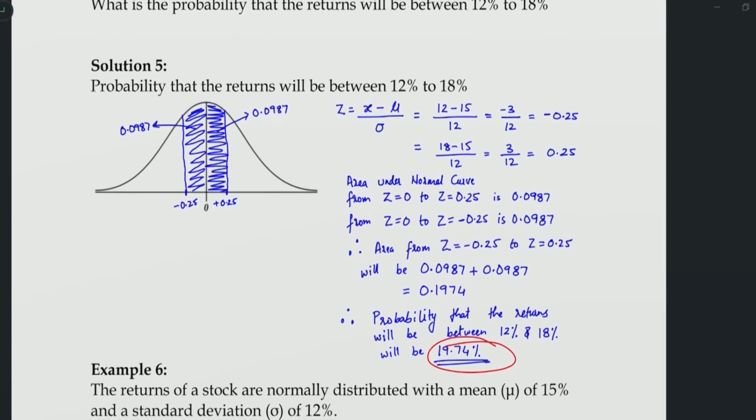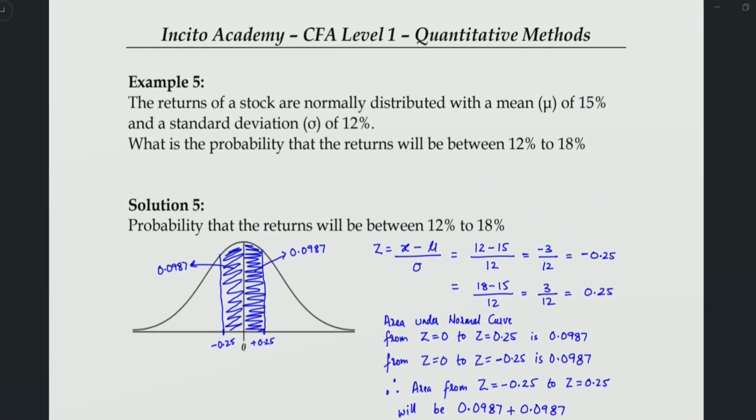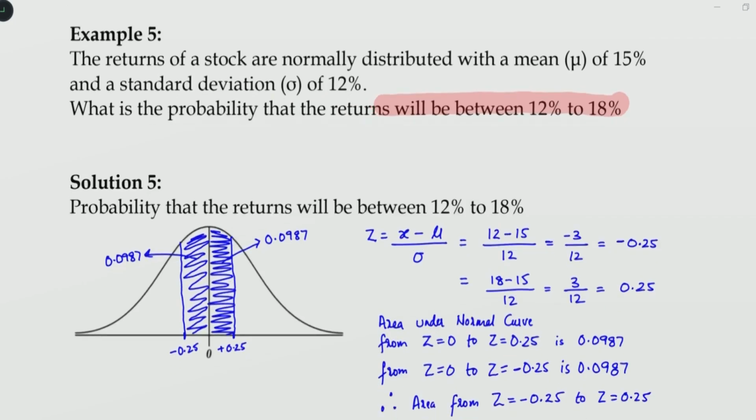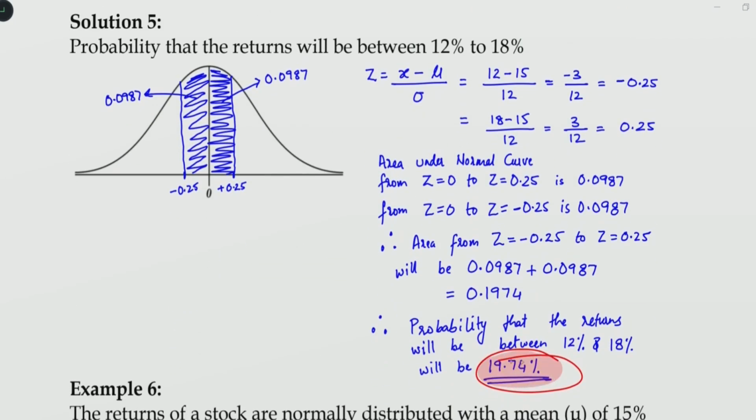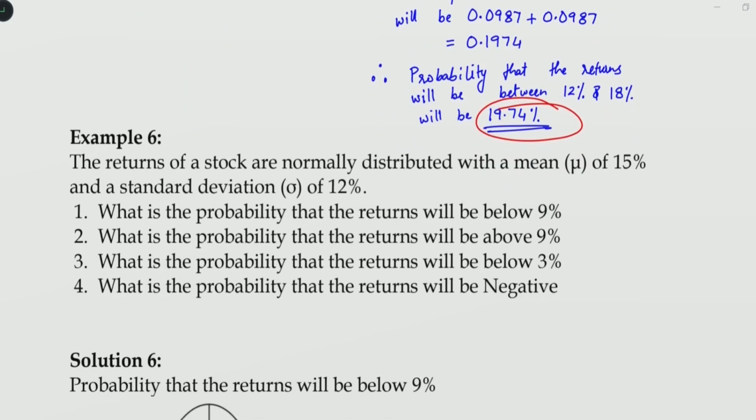That was the answer for example 5. Example 5 has just asked one thing: what is the probability that the returns will be between 12% to 18%, and we have answered that. The final answer is 19.74%. Now let us move on to example 6.